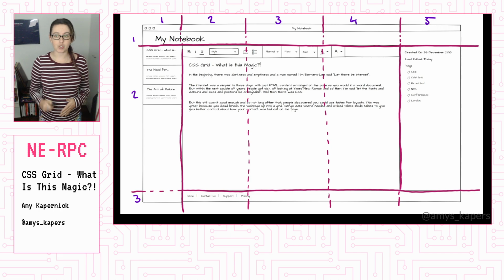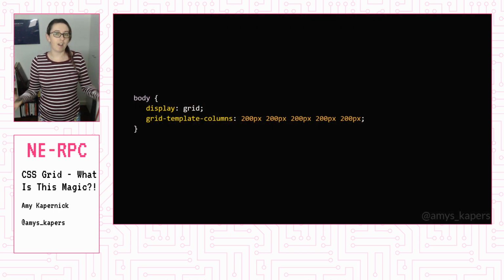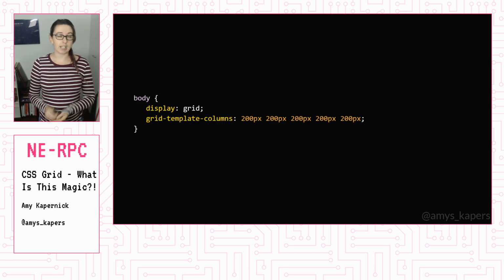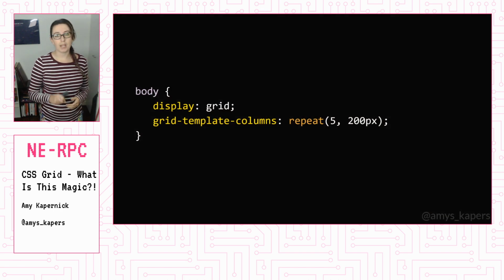of the page. Now, the first thing we want to do is define our columns, and we can do this using grid template columns. So for example, for 5 equal width columns, we can say 200 pixels, 200 pixels, 200 pixels, 200 pixels, 200 pixels. But I did say that grid means we can write less code, didn't I? So instead, for grid, I could write repeat 5, 200 pixels.